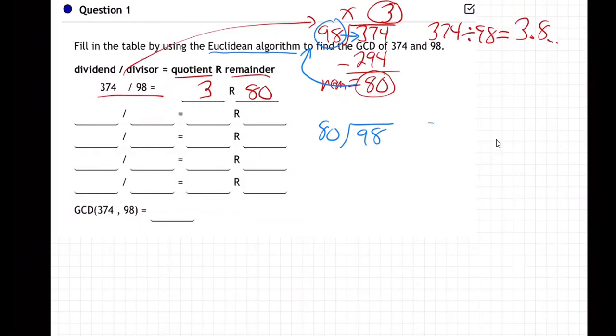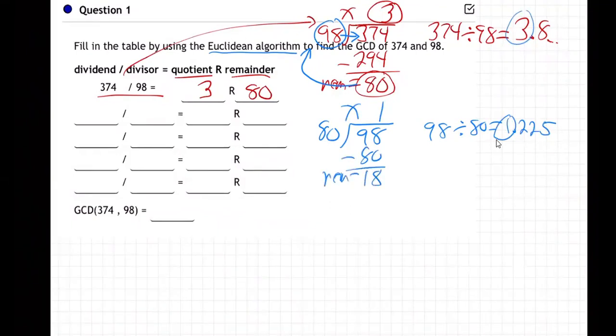We're just going to keep doing this. Over on the side, on my calculator, 98 divided by 80 comes out to 1.225. So that's 1. We just grab the whole number every time. 1 times 80 is 80. Subtract, remainder 18. So what did I just do? Now they want you to write on the line what you did. I did 98 divided by 80, and the answer was 1, remainder 18. Is that good?